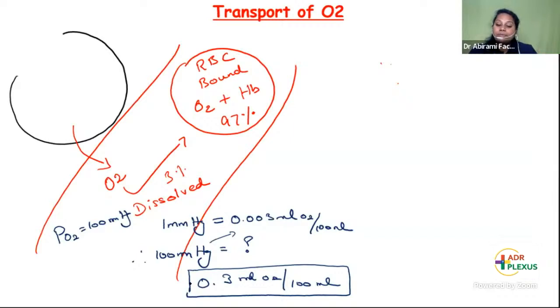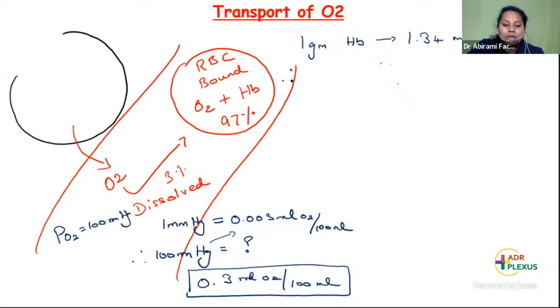So now you have calculated a quantity. Now let's do the same thing for the bound form. Let's calculate how much oxygen is actually bound to hemoglobin. So how will you carry over that part? Very good. Let's do the other calculation. 1 gram of hemoglobin can carry 1.34 ml of oxygen.